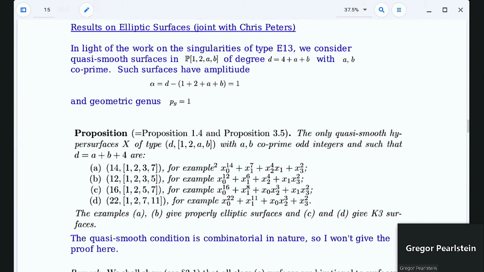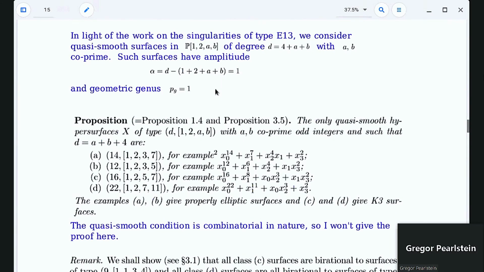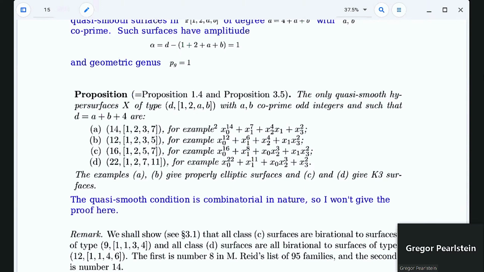I won't go through the proof of this proposition, because this quasi-smooth condition is a purely combinatorial thing. Maybe I should say, if you're not used to working with weighted projective spaces: if your weighted projective space has a Fermat hypersurface of degree d, then the generic hypersurface of degree d in that weighted projective space is quasi-smooth. So in situations where you have one of these Fermat gadgets, you don't have to do any combinatorics. If that doesn't happen, then it's rather delicate whether the surface has this property or not.